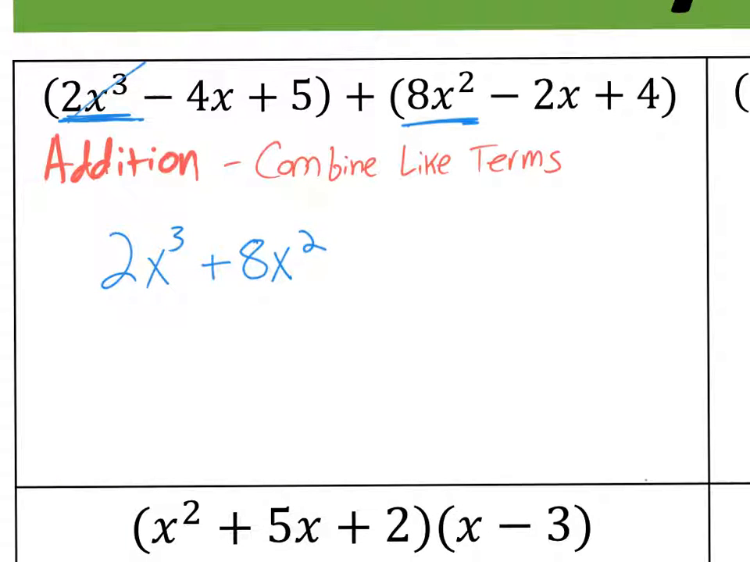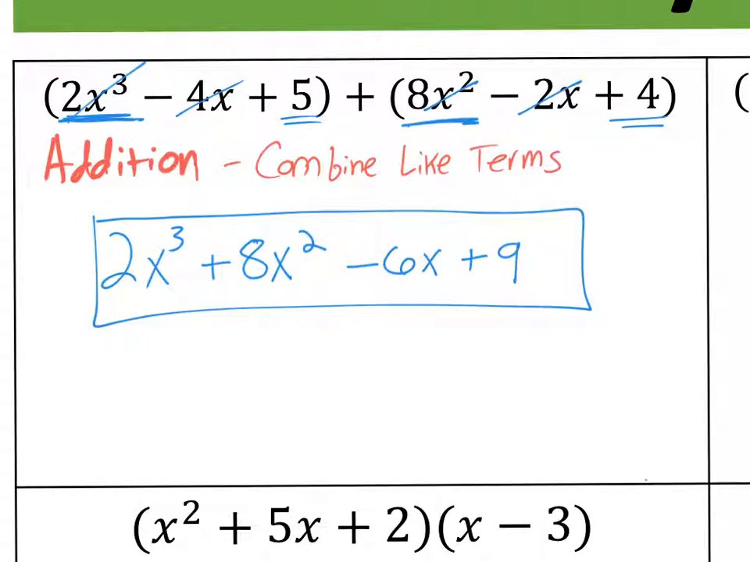And then I'm looking for the next highest term, which is my x's. I've got negative 4x and negative 2x, and negative 4 minus 2 is negative 6x, and those get canceled out. Oops, I forgot to cancel that one out before. And last but not least is my single terms. I've got my 5 plus 4. 5 plus 4 is 9. This is my final answer.